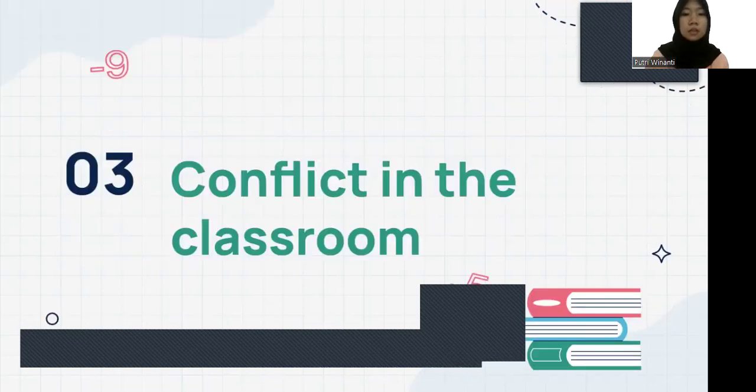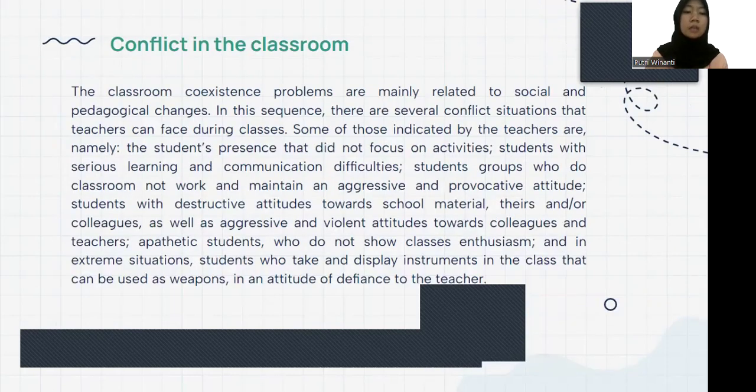Okay. The third is conflict in the classroom. The classroom conflict problems are mainly related to social and pedagogical changes in the schools. There are several complex situations that teachers can face during classes. Some of those indicated by the teachers are students who don't focus on activities, students with serious learning and communication difficulties, and student groups who do classroom work and maintain an aggressive and provocative attitude.